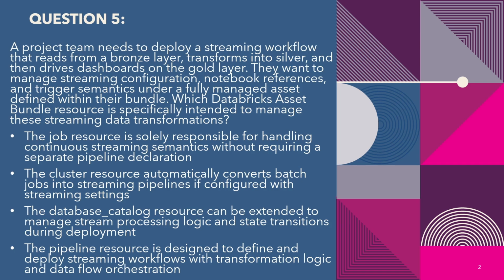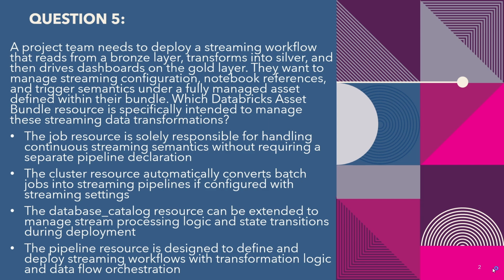Let's dive in. All right, here are the options we're looking at. Option 1, the job resource is solely responsible for handling continuous streaming semantics without requiring a separate pipeline declaration. Option 2, the cluster resource automatically converts batch jobs into streaming pipelines if configured with streaming settings. Option 3, the database catalog resource can be extended to manage stream processing logic and state transitions during deployment. Option 4, the pipeline resource is designed to define and deploy streaming workflows with transformation logic and data flow orchestration.